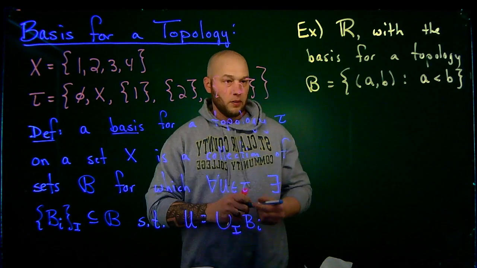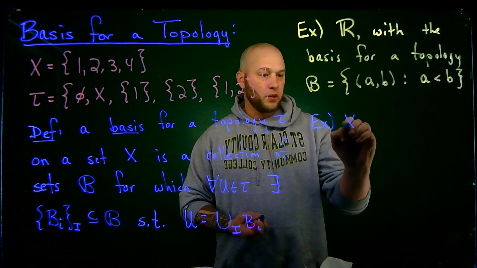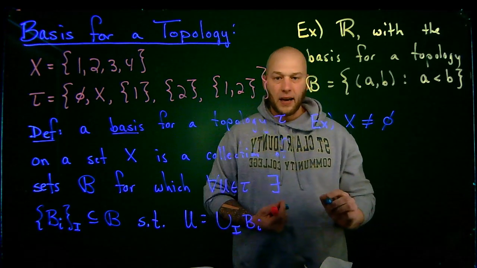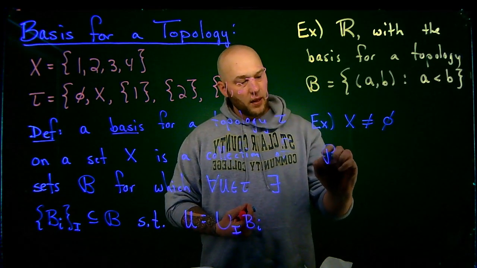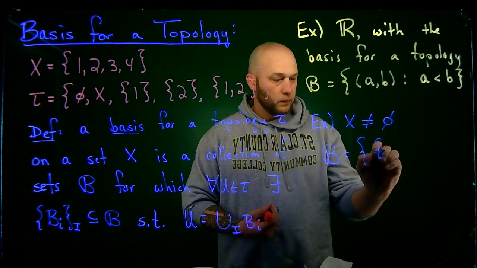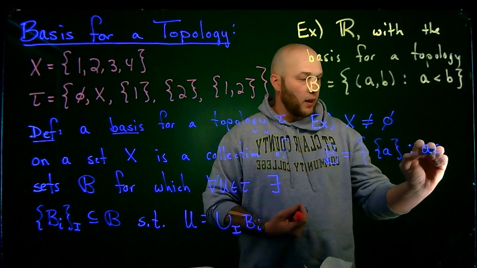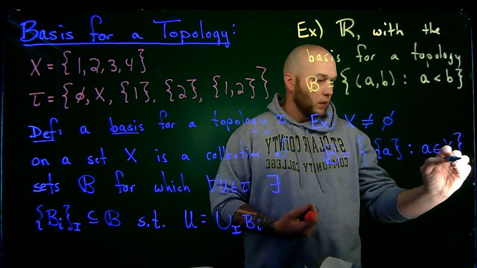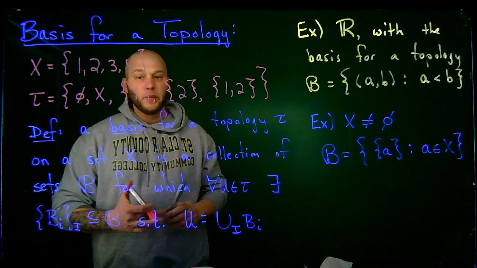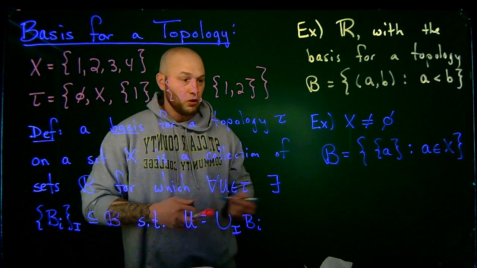Another example. Let's say X is any non-empty set. Then I'm going to take the collection B, which consists of the following. I'm going to take all singletons {a} where a is an element of X. So every single singleton element in the set X is an element of this basis. What does that generate? Well, this generates the discrete topology.